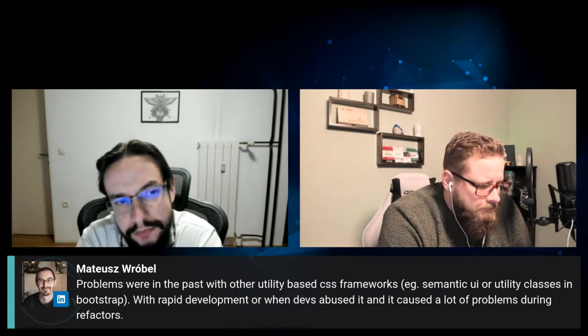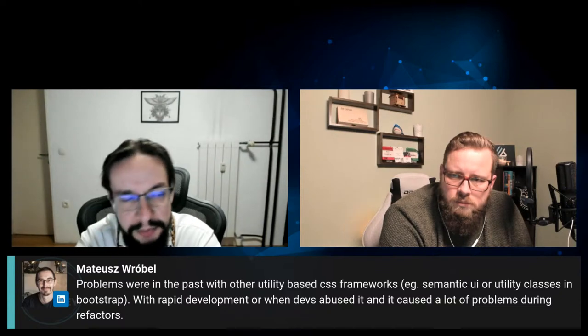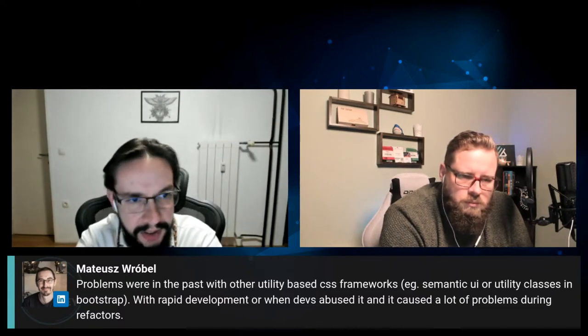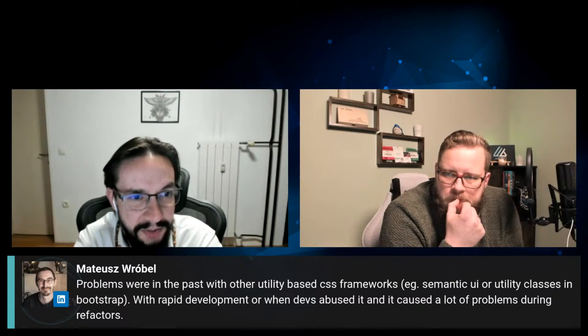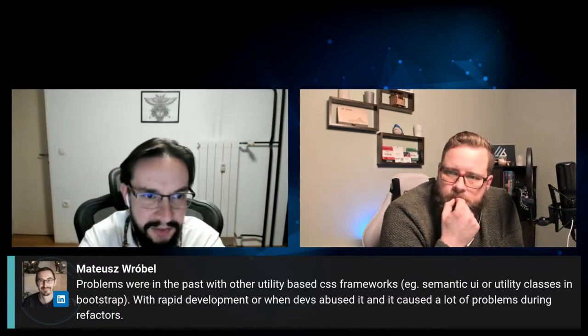The problems in the past with other utility-based CSS frameworks, like Semantic UI or utility classes in Bootstrap, came with rapid development, or when devs abused them; it caused a lot of problems during refactors. Assuming refactors of markup, you would be changing the markup and had to put in some markup to make the CSS framework happy. But then when you're reorganizing the markup, you have coupling two ways: a markup coupling with an opinionated framework like React, and a markup problem with the opinionated CSS framework, which might have been Semantic UI or Bootstrap. Then I have to decide who I'm following. Am I going to make it render more slowly and make CSS happy, or make my CSS file bigger and render a little more optimally?